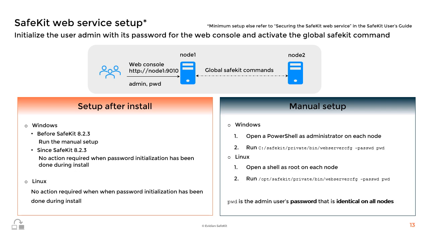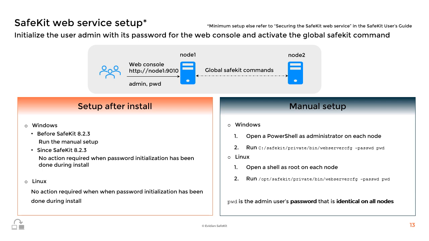Let's discuss the setup of the SafeKit web service. This process involves initializing the user admin with its password for the web console and activating the global SafeKit command. For Windows, since SafeKit 8.2.3, and for Linux, no action is required if the password initialization was done during the installation. Now, let's move on to the manual setup.